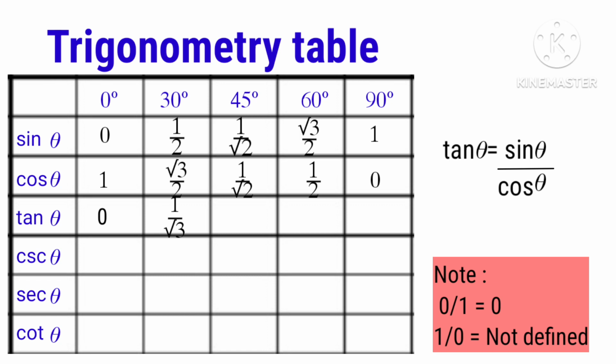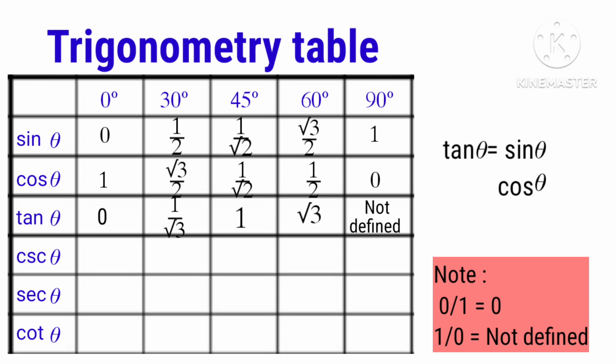Next for tan 45, 1 by square root of 2 divided by 1 by square root of 2 will get 1. So next for tan 60, square root of 3 by 2 divided by 1 by 2 will get square root of 3. Now for tan 90 degree, we have 1 by 0. So any number with denominator 0, we cannot find the value, so it is not defined.